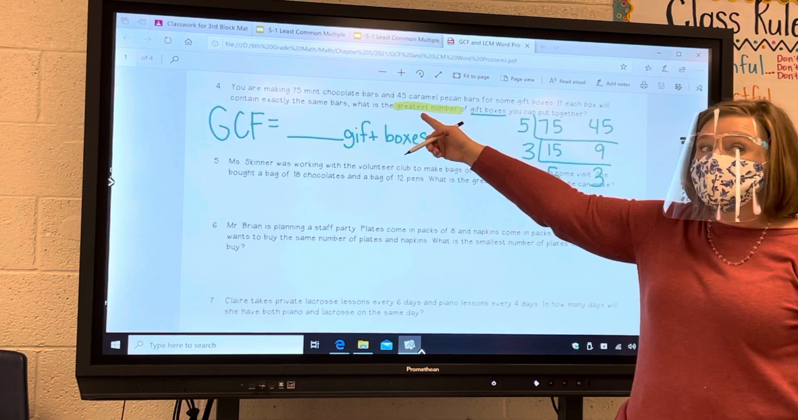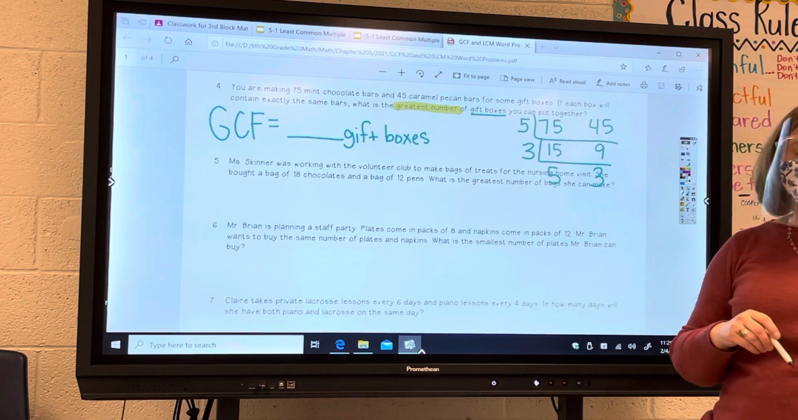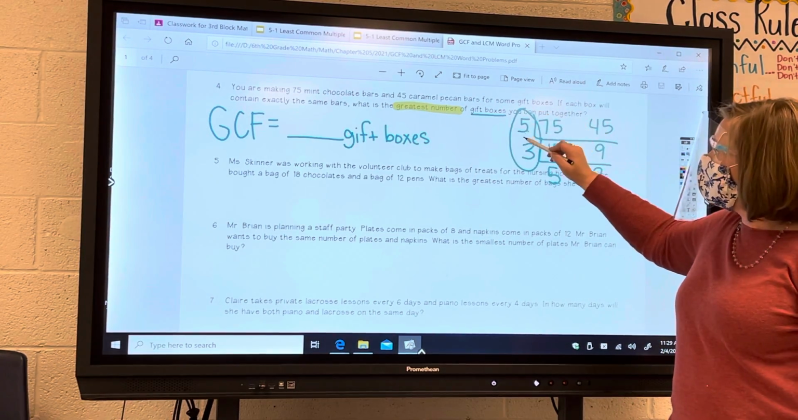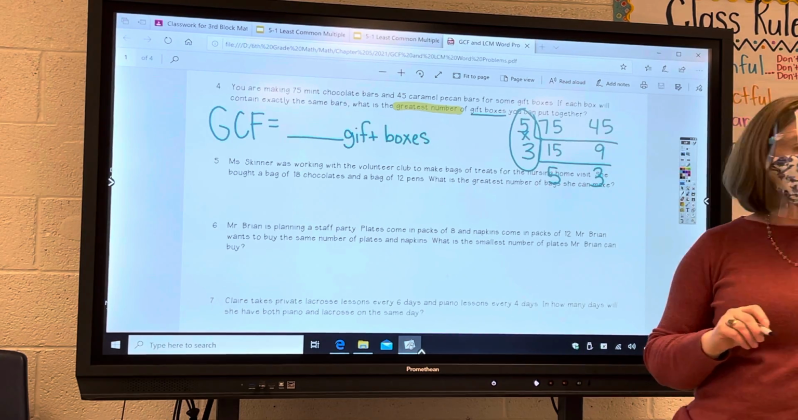We're finding the GCF, so what do I circle? The 5 and the 3. What's 5 times 3? 15.